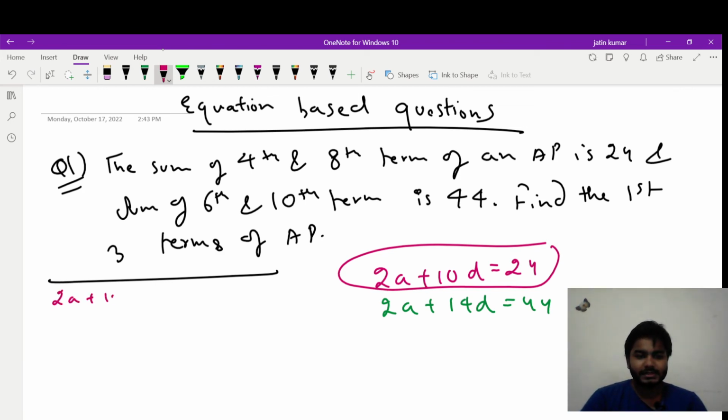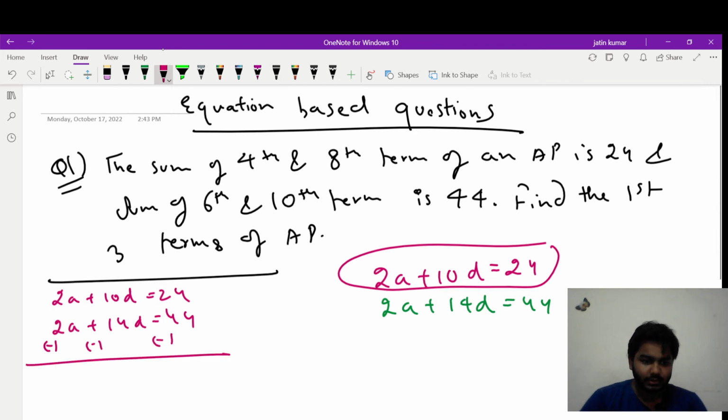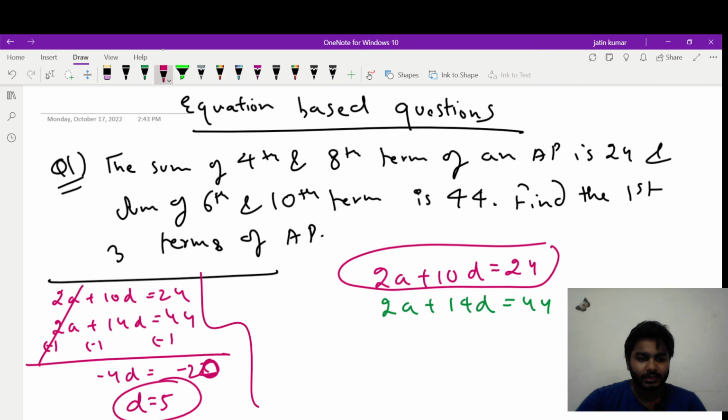2a plus 10d is equal to 24 and 2a plus 14d is equal to 44. Change the signs because the coefficients are the same. 2a will get cancelled. Okay, here you will get minus 4d and here you will get minus 20. So the value of d will be 5. So you have got the value of d. Now you will find a.